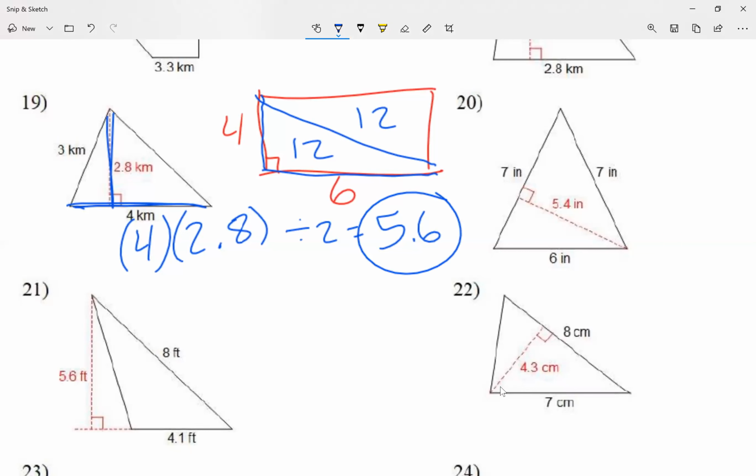Don't think we're going to be using every single number on the picture. All right, there's a 3 that I'm not going to use. I'm only going to use the two numbers that meet at the 90-degree corner. I'm going to multiply those two numbers and then I'll divide it by 2. And the reason why I do that is because a triangle is half of a rectangle.